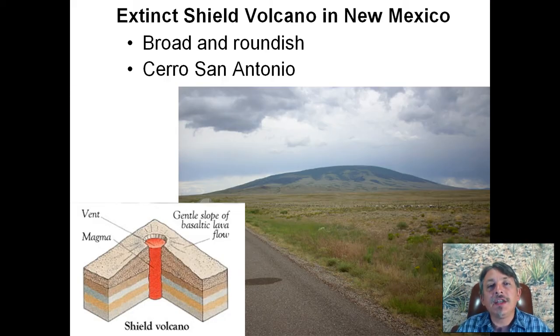Here's an extinct shield volcano called the Cerro San Antonio. It is on the highway from Española to Antonito, Colorado. Now, what's characteristic about shield volcanoes is that they look like a shield, roundish and broad. And this one was from activity that was a lot more gentle, but nevertheless persistent, because this mountain is pretty high, reaching up to 10,000 feet in elevation.